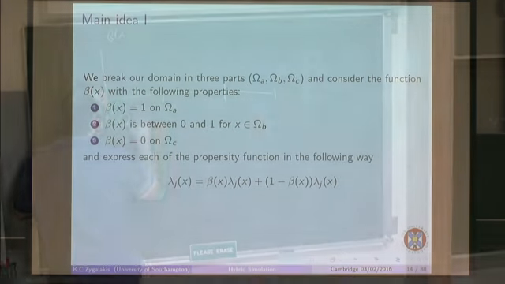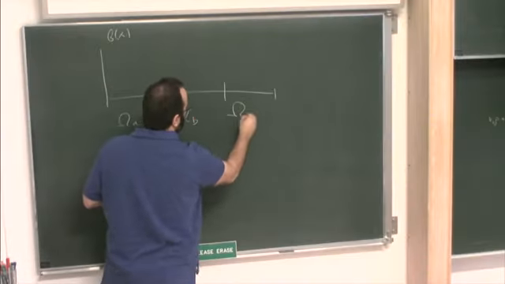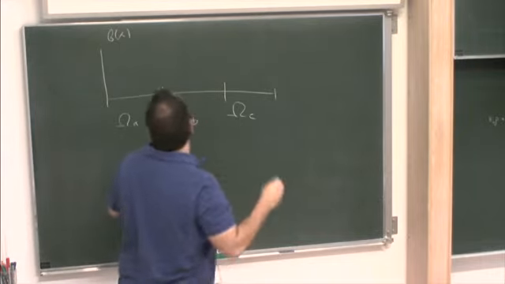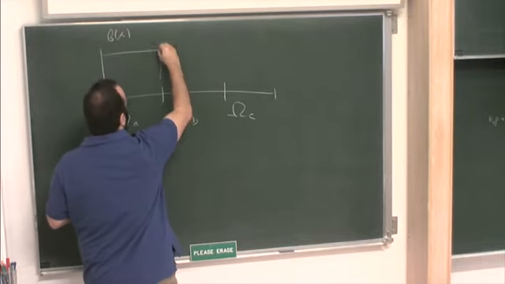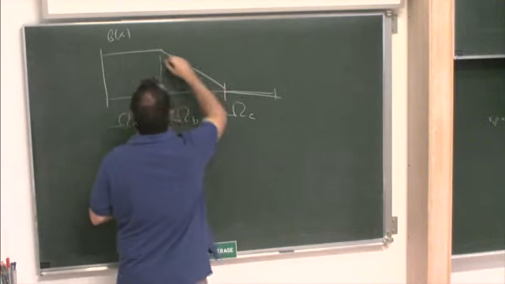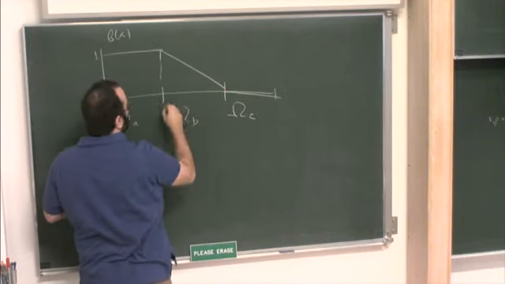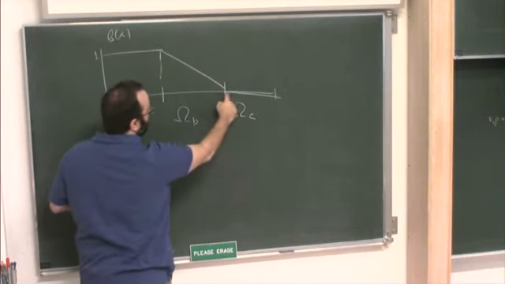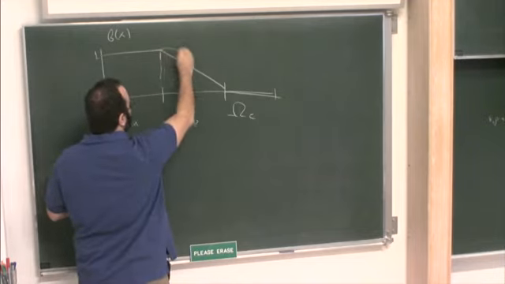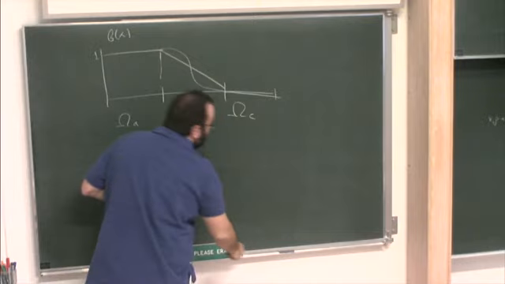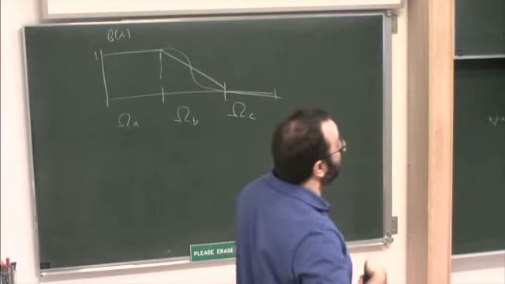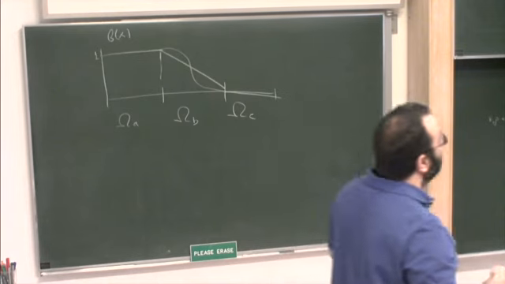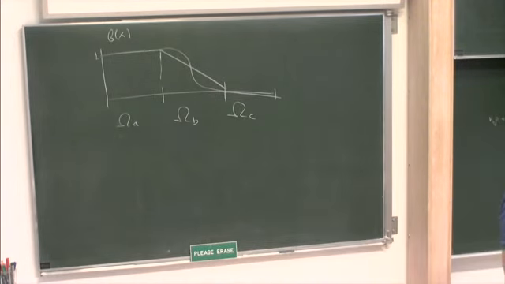and this is O A, O B, O C, which I'll just draw. It starts at 1, in this part it goes between 1 and 0, and in this part it's at 0. I can think of other interpolations as well, but I'm just doing the simplest one. And what I'm doing is basically writing 1 equals 1. I'm taking my propensity function lambda j, and I write beta x times lambda j of x plus 1 minus beta x lambda j of x.